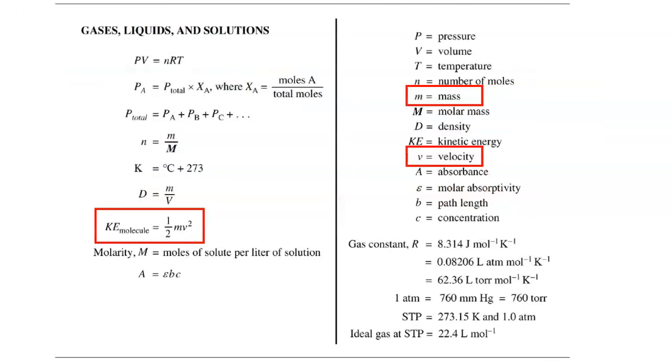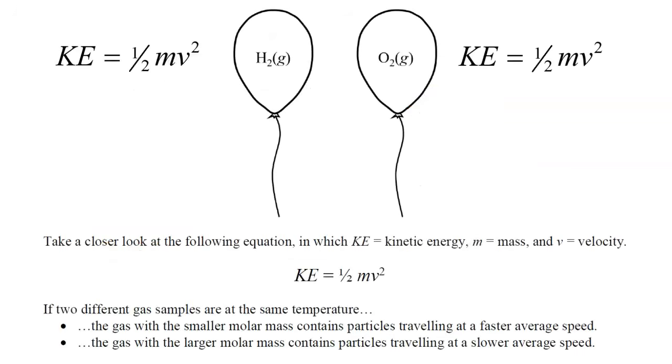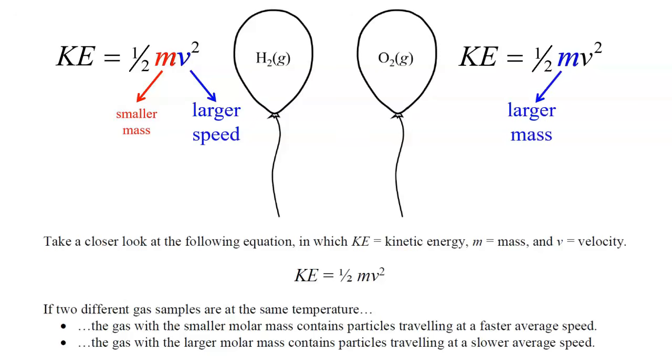So here on the equation sheet, you can see the kinetic energy equals 1/2 mv squared, where m is mass and v is velocity. Now, what you can see on this slide is something that I had presented in one of my earlier videos when I was talking about topic 3.5. Take a look at the relationship between the mass of the gas particles and the average speed. So if the gas particles have a smaller mass, then they'll be traveling at a faster average speed. And if the gas particles have a larger mass, then they'll be traveling at a slower average speed.